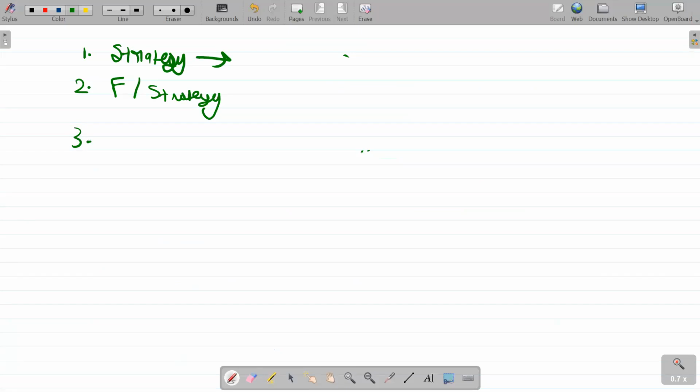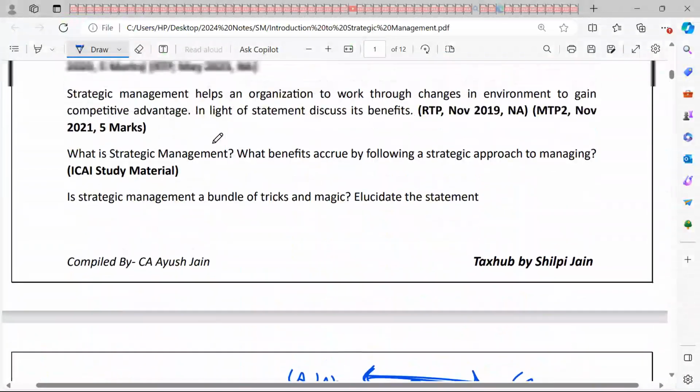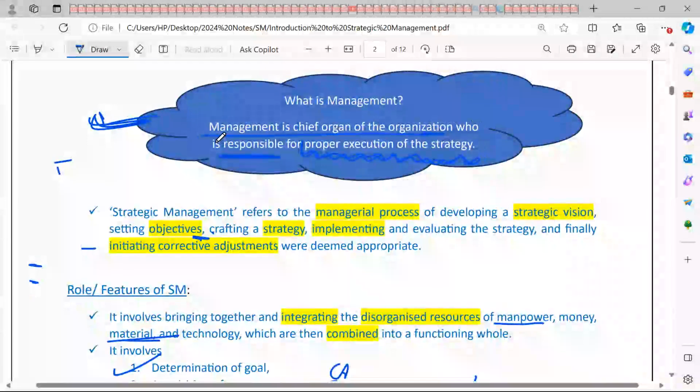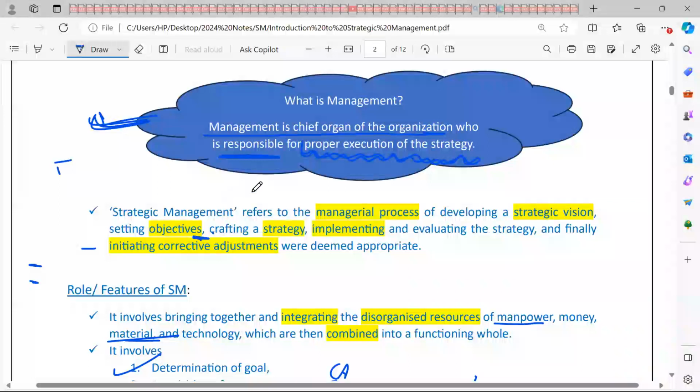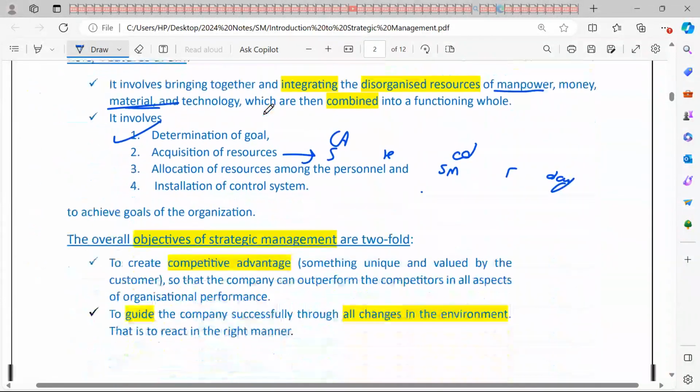Next, what we have seen, guys, we have seen what is the meaning of management. It was very simple. Management is the chief organ of the organization who is responsible for proper execution of strategy. Then we have finally seen what is the meaning of strategic management. So strategic management was a managerial process. Managerial process of what? Developing the strategic vision, crafting the strategy. Once the strategy is crafted, implementing that strategy, and finally initiating corrective adjustment in that strategy. This was the meaning of strategic management.